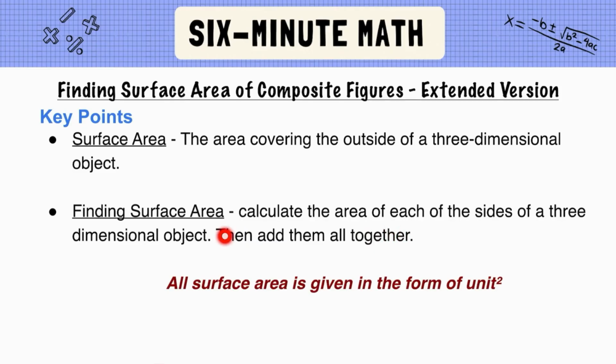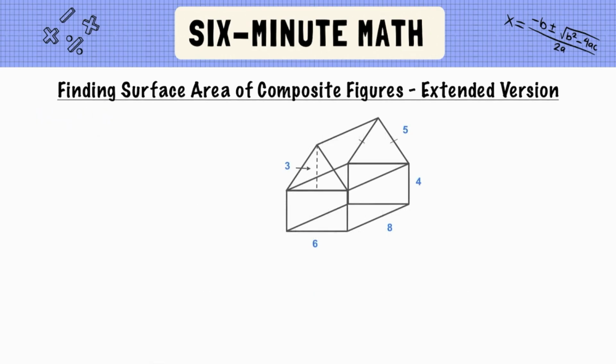For our composite figures, I'm going to teach you two ways to do it. One way is to find all the sides and add them together, and another way is to split up your three-dimensional objects, find the surface areas, and then subtract where they overlap. Key point is to remember that all surface area is given in the form of unit squared, as it is still an area. So let's go into an example of a composite figure.